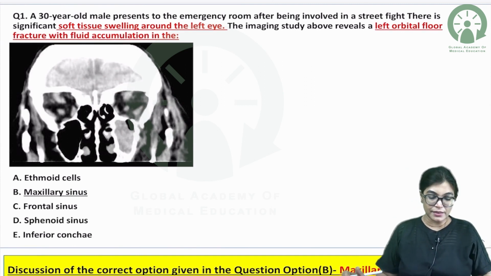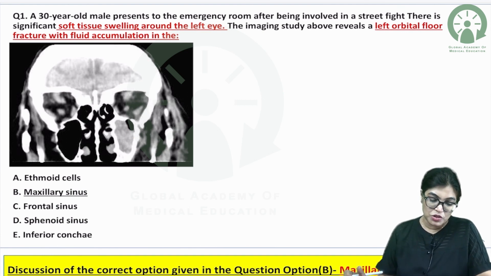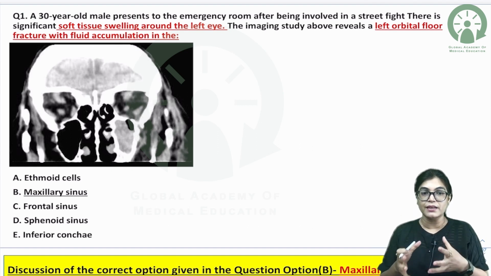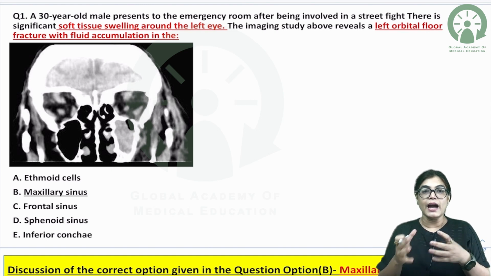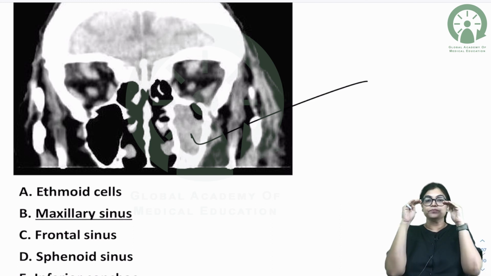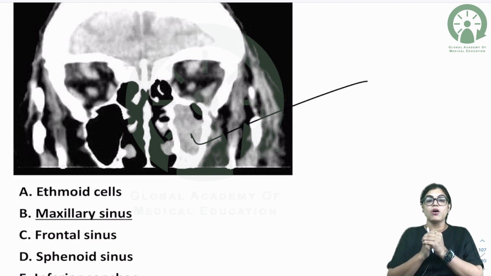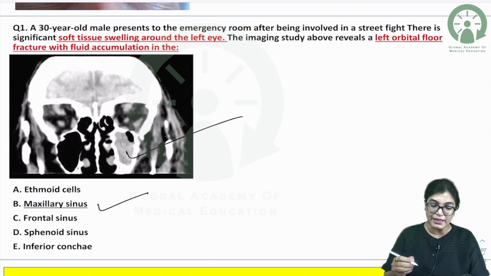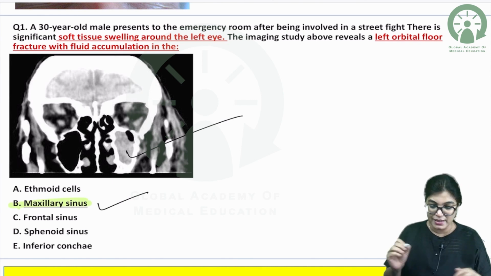A 30-year-old male presents to the emergency room after being involved in a street fight. There is significant soft tissue swelling around the eye. The imaging study reveals a left orbital floor fracture. So, very nicely it has been seen. We know that when there is air, it appears black in color, and in this case you will see there is opacity here, and definitely the sinus which is lying close to the floor of the orbit is involved. So, the correct answer will be maxillary sinus.